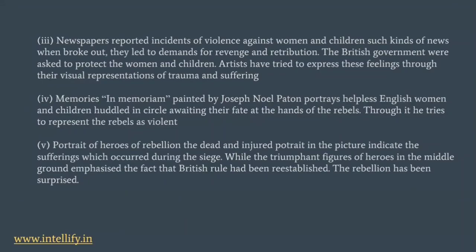So to evoke and represent these emotions, artists painted and tried to express their feelings and emotions in the form of visual representation, which showed trauma and suffering. Next is In Memoriam, painted by Joseph Noel Paton, which portrays helpless English women and children huddled in a circle awaiting their fate at the hands of the rebels. Through it, he tried to represent the rebels as violent.